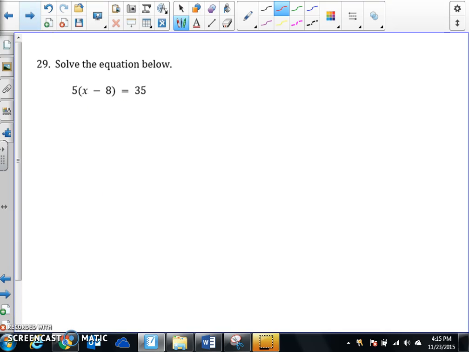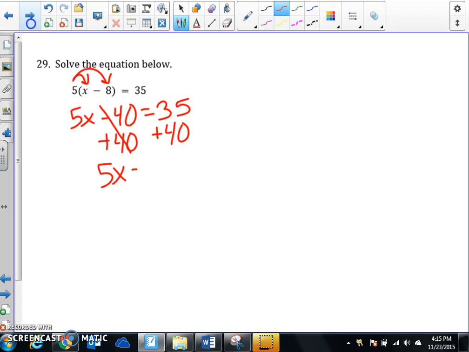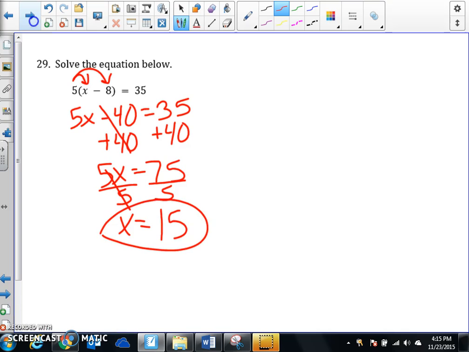All right, I need to start by distributing. 5 times x is 5x. 5 times negative 8 is negative 40. Over here I've got 35. Now I add 40, and I divide by 5. x equals 75 divided by 5, 15. And remember, you're check stepping on your actual test.